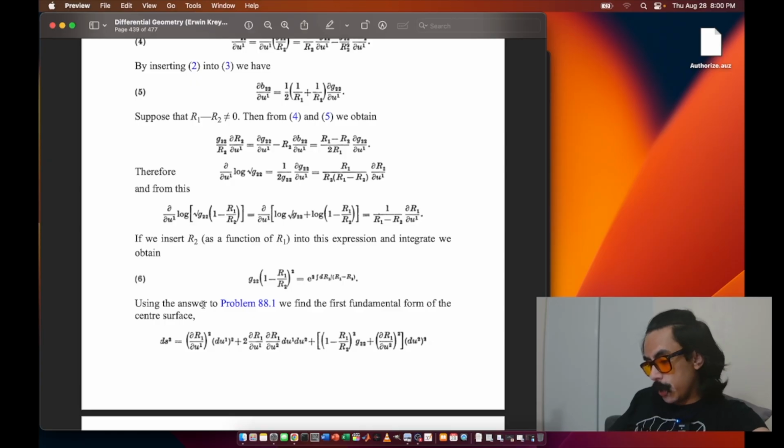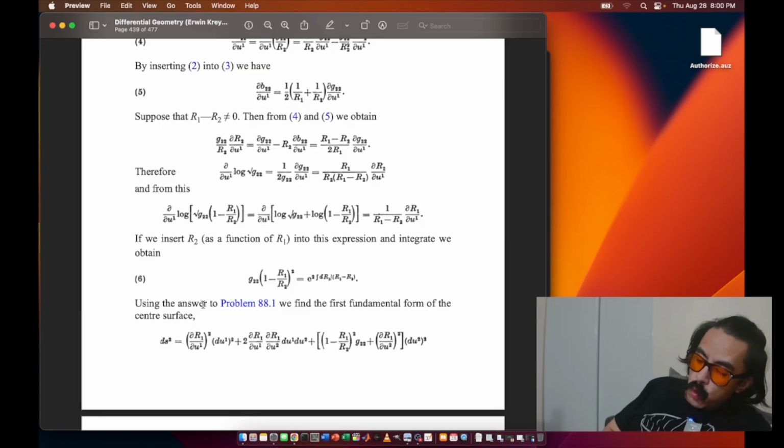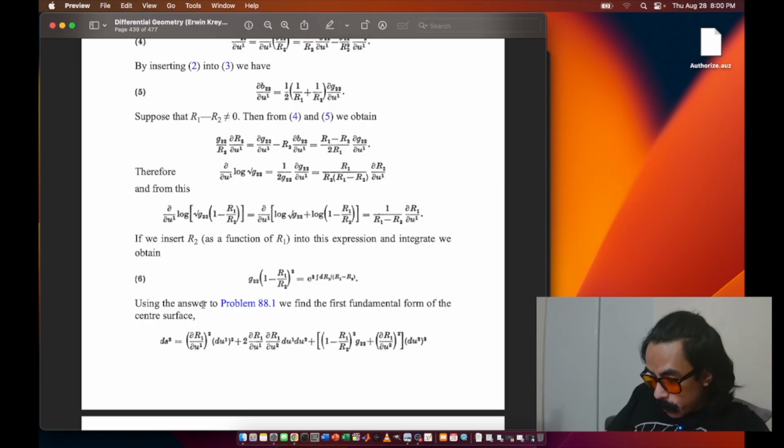That's the denominator of this fraction, which now we have times partial R2 partial U1. And from this, now we take partial with respect to U1 of the logarithm of square root of G sub 2 2, then times the quantity 1 minus R1 over R2, closed quantity, and that completes what's in the logarithm, which after taking that aforementioned partial derivative with respect to U1, we now have still a partial derivative with respect to U1, but now we have the contents being the logarithm of the square root of G sub 2 2.